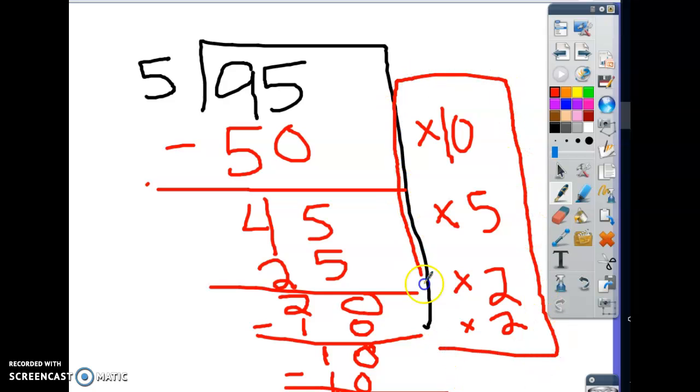So I have to add up my friendly numbers. So 10 plus 5 plus 2 plus 2. What is 10 plus 5 plus 2 plus 2? Good, 19. So then my answer is 19. 19 is my final answer.